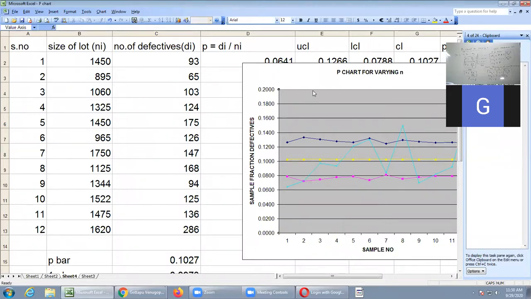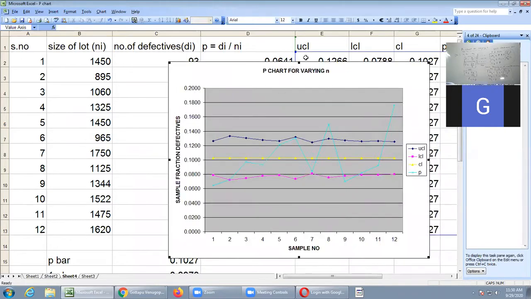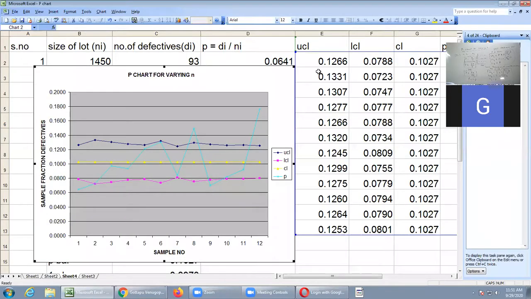And after that, you will plot UCL values. UCL values are here. Just you can plot the UCL values. You will get a diagram like this. And LCL values you will plot. You will get a pink line like this. And then CL is a fixed line. Dark line you will get. After that, identify the P values. P values are there. You can identify the P values. If all the points are within the control limits, the process is in control. Otherwise, the process is out of control. For this control chart, clearly the process is out of control. So like that, you can do manually.